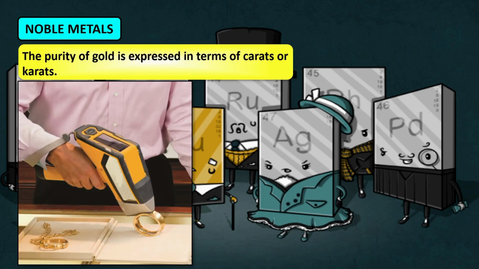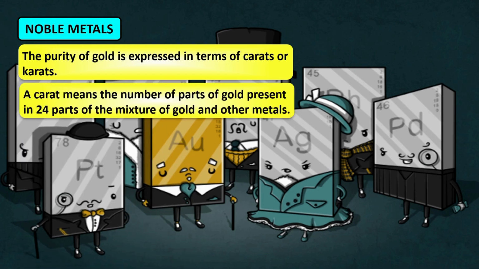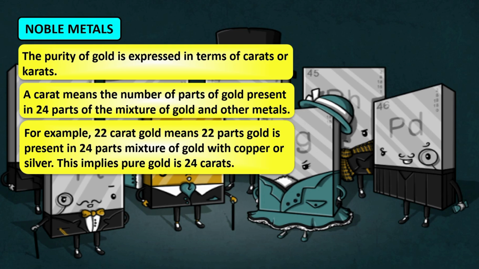The purity of gold is expressed in terms of carats. A carat means the number of parts of gold present in 24 parts of the mixture of gold and other metals. For example, 22 carat gold means 22 parts gold is present in 24 parts mixture of gold with copper or silver. This implies pure gold is 24 carats.